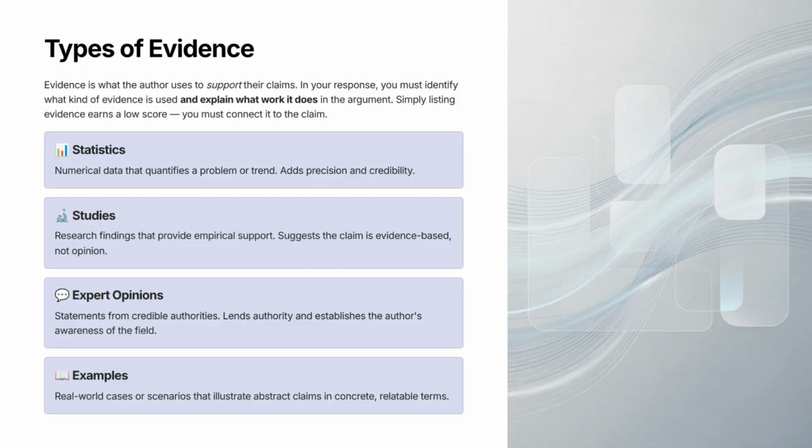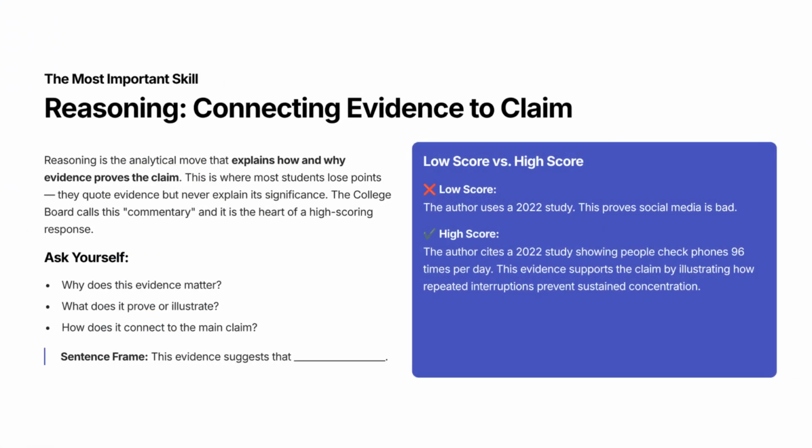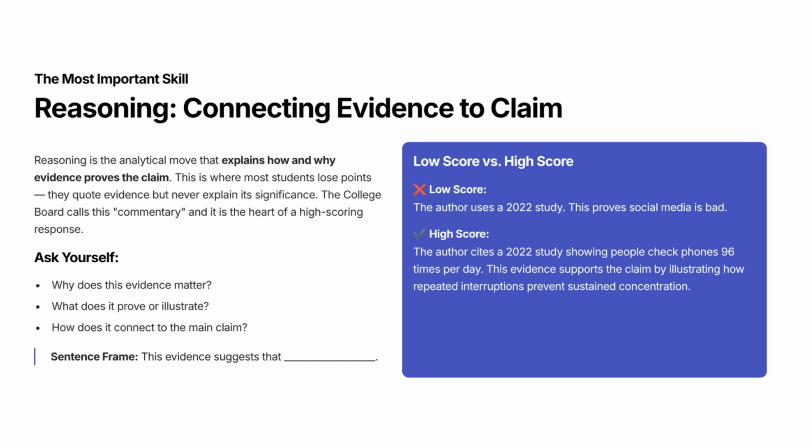Evidence is what supports the claims. You must identify the kind of evidence and explain its function. Types of evidence include statistics, studies, expert opinions, and examples. Reasoning is the analytical move that explains how and why evidence proves the claim, connecting it to the main argument. This is called commentary and is crucial for a high score. Ask yourself why the evidence matters and how it connects.